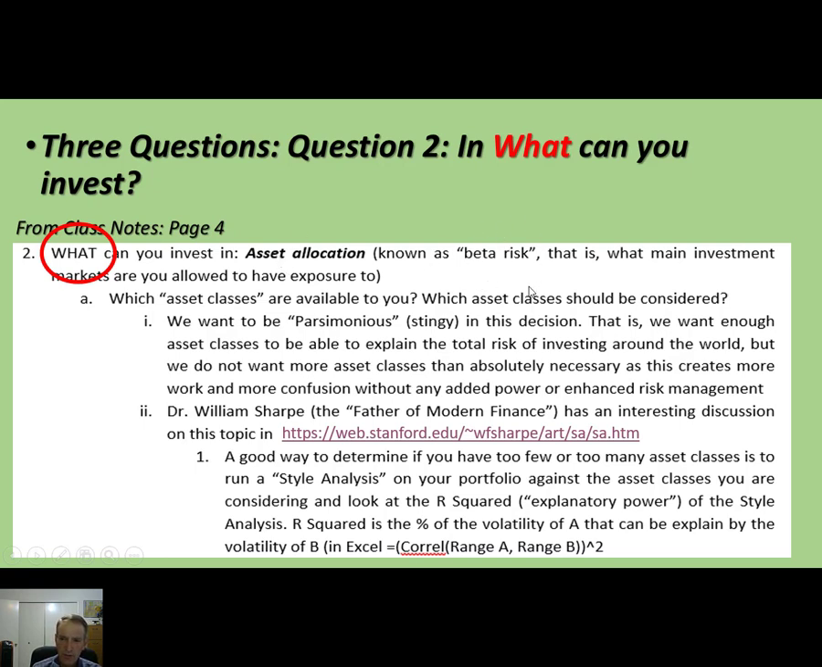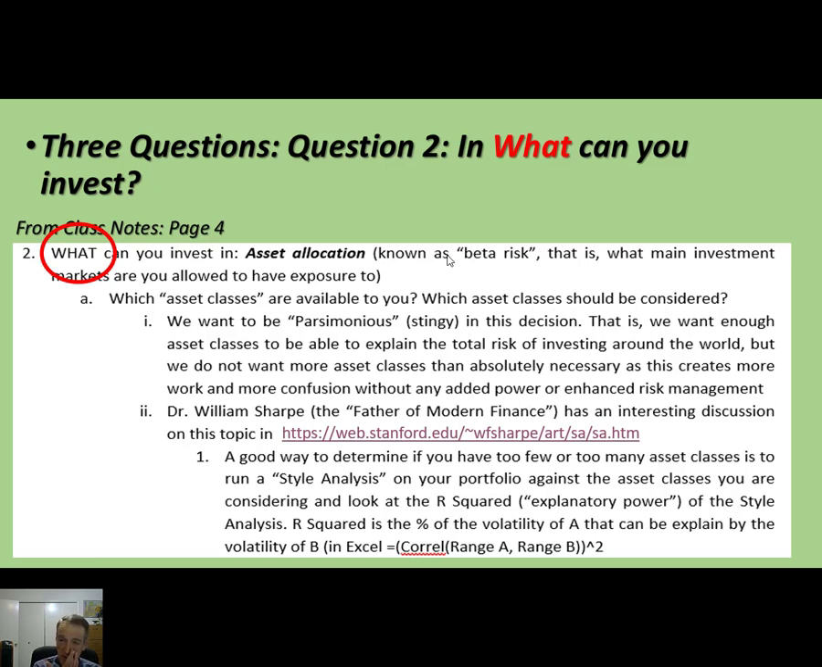There's another way, especially in an interview, if you want to sound really fancy and really know what you're talking about. We talk about this as beta risk. Your beta risk is which asset classes are you in? Are you in stocks? Are you in U.S. stocks? Are you in European stocks? Are you in Asian stocks? Are you in bonds? Are you in real estate?